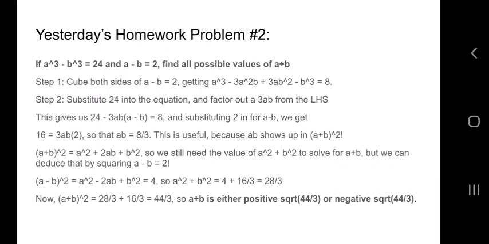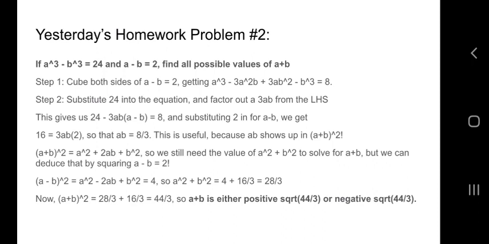Okay, so we have a cubed minus b cubed equals 24, and we have that a minus b is equal to 2, and we want to find out what the possible values of a plus b are. The first thing that might jump out at you is that a cubed minus b cubed is a difference of cubes. And yes, I think it is possible to solve it that way, but it's a little bit harder if you factor that and then work with that factorization.